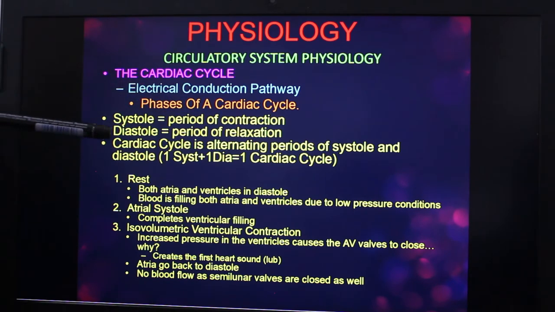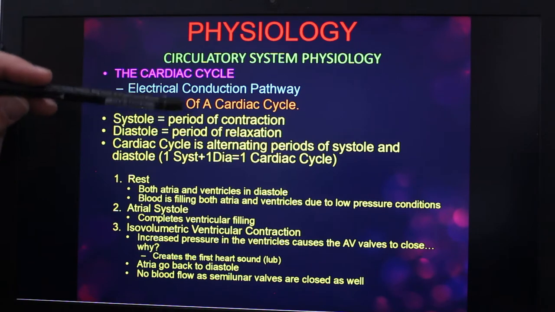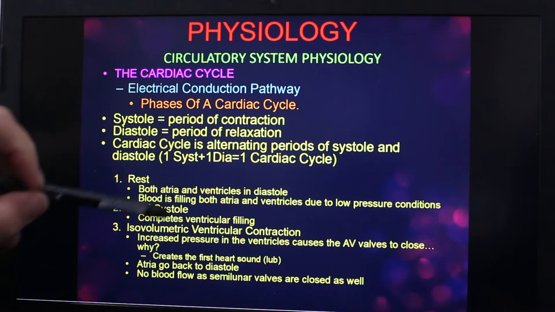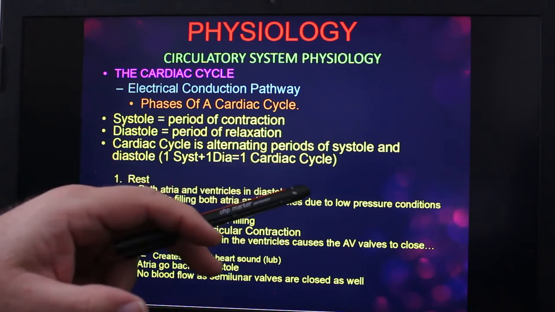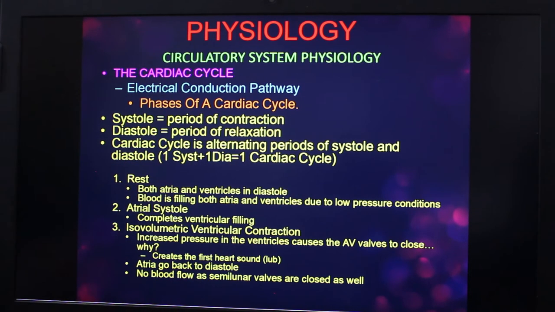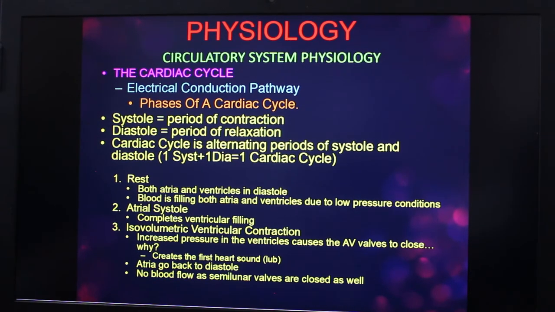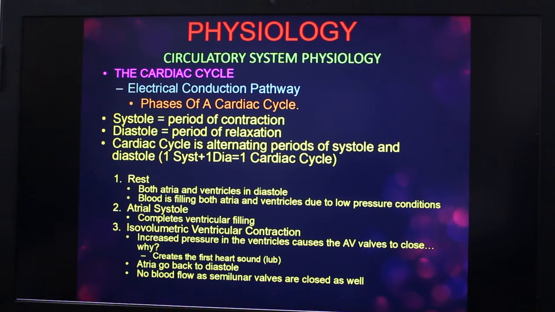We have a diastole, which is the period of relaxation of the ventricles. And we have a cardiac cycle, which is alternating periods of a systole and a diastole, which means that one systole plus one diastole is equal to one cardiac cycle. So at rest, both atria and ventricles are in diastole. Blood is filling both atria and ventricles due to low pressure conditions.